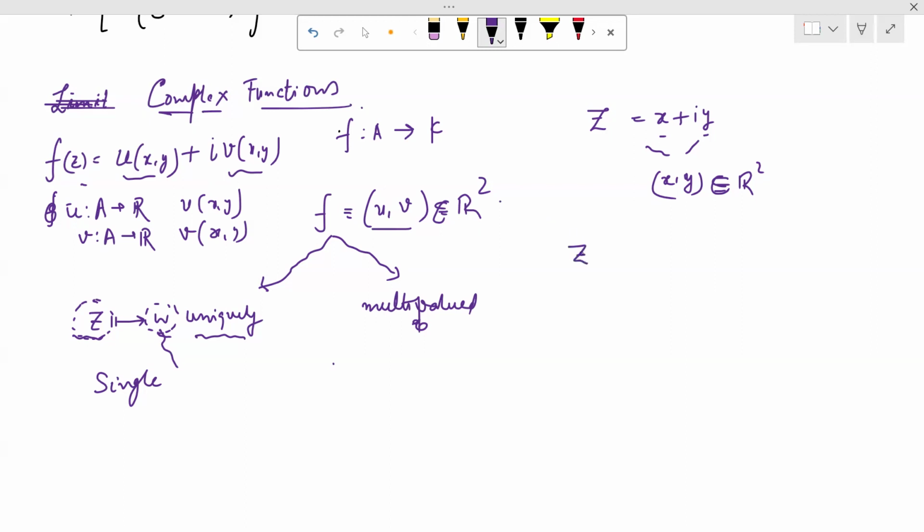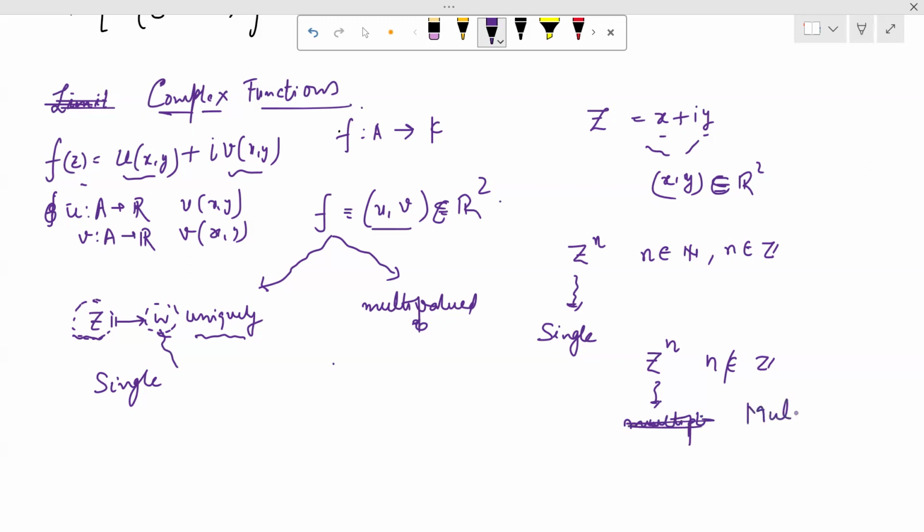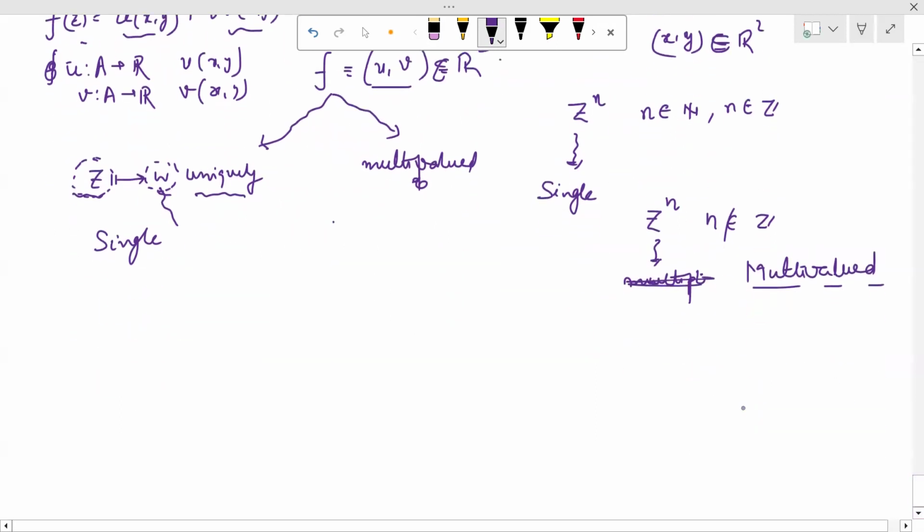And we also found that z raised to the power n, if n belongs to Z or n belongs to N, is a single valued function. But this function becomes multi-valued if n does not belong to Z. As an example, I showed you n equal to half. So I hope it is clear till now.